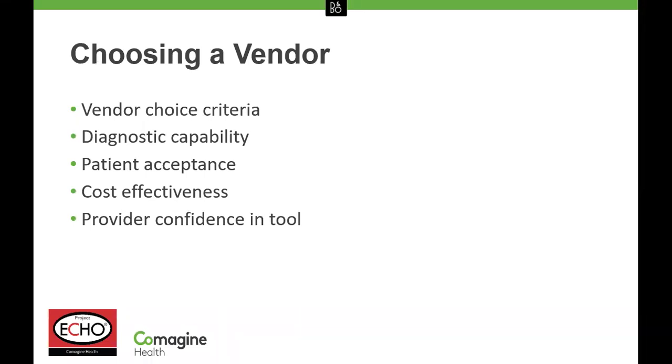Choosing a vendor. Part of our decision style here has been, well, what does the vendor present? Part of what we want to move to is, what are we looking for? What are the diagnostic capabilities that we need? What will the patient acceptance of these be? The cost effectiveness, of course, the cost per member per month, the patient's out-of-pocket expense, and then provider confidence in the tool.